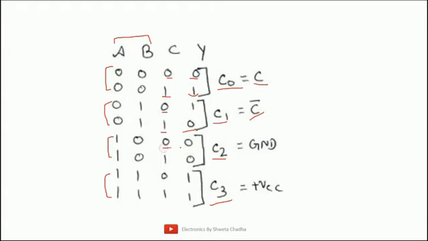Third case, C is 0, Y is 0, C is 1, still Y is 0. That means Y is 0 for both cases. It doesn't matter what the value of C is, it will remain equal to 0. 0 means low voltage level, that is ground. Similarly, C is 0, Y is 1 and C is 1, still Y is 1. That means Y is 1 for both cases, no matter the value of C. So 1 means high voltage level, that is VCC. So now we have calculated the values of C0, C1, C2, C3 as per the given boolean function.